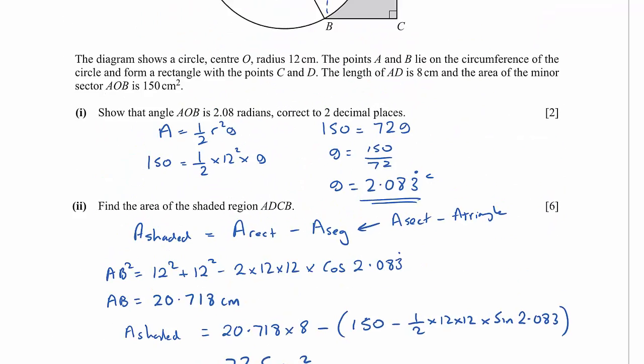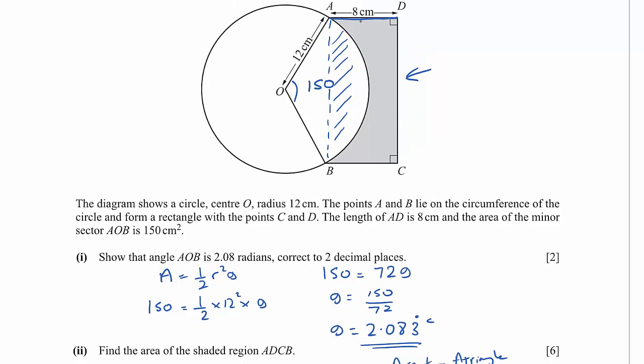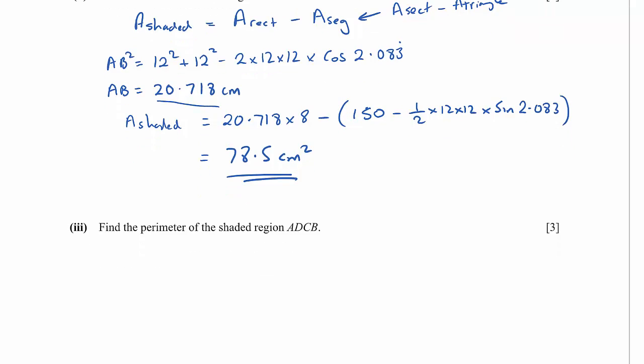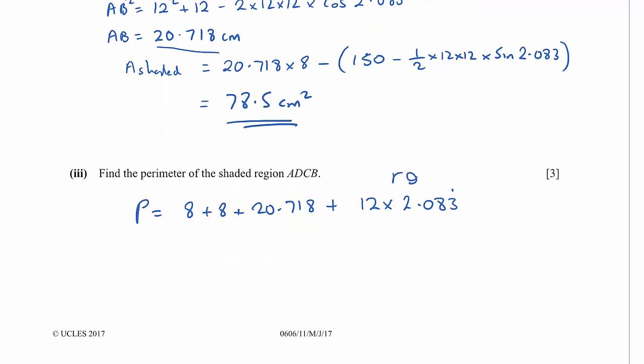So finally we want to find the perimeter of this shaded region. So well, we know that's 8. We've worked this one out, that's the 20.718, and that's 8, and then all we need is the arc around here. So the perimeter is going to be 8 plus 8 plus the 20.718 plus the arc length, which is 12 multiplied by 2.083, because we know it's just r theta if we're in radians. And we're in a position to calculate that straight away as well.